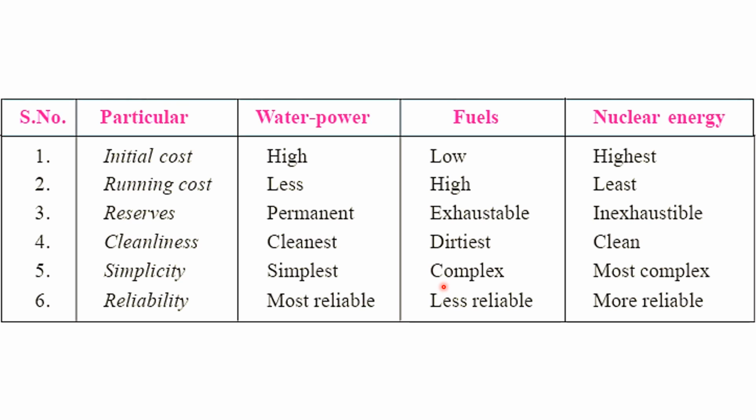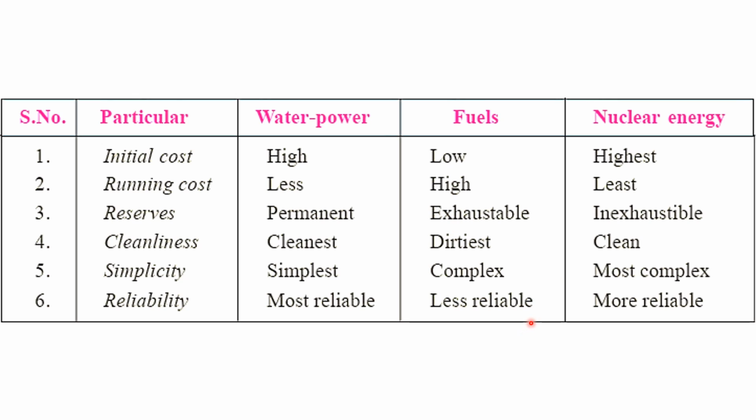So nuclear energy is the most complex form of energy, and its construction is most complex. So its simplicity is the least. So if we talk about reliability, water power is most reliable, and nuclear energy is still reliable, but it is not as reliable as water power. But the least reliable of all of these energy forms is fossil fuels, and that has something to do with their exhaustible nature as well.